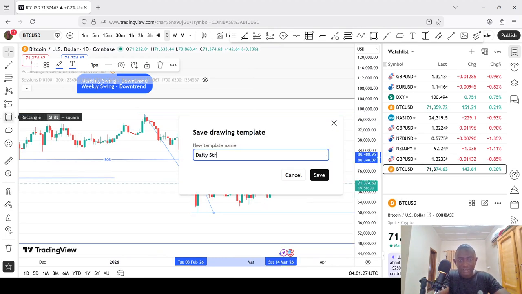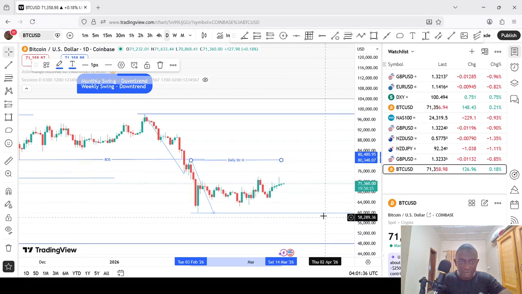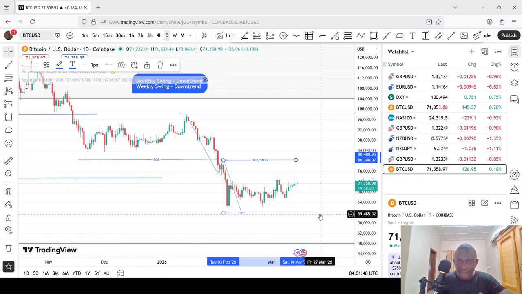Daily strong high. It's more of intermediate. Save. You get it? Yes. You have to understand. Just understand. That is the whole principle.